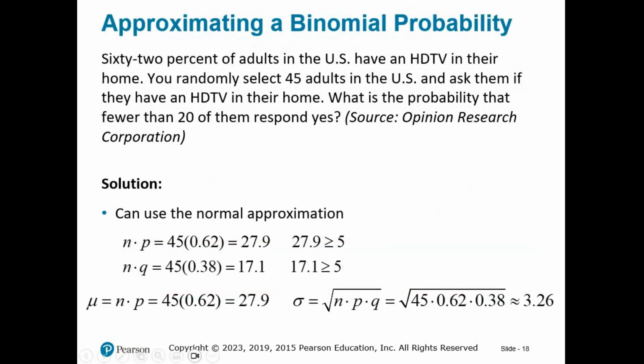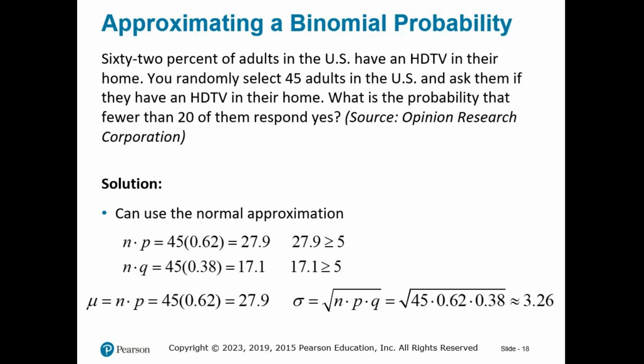62% of adults in the U.S. have an HGTV in their home. You randomly select 45 adults in the U.S. and ask if they have an HGTV in their home. What is the probability that fewer than 20 of them respond yes? So what do we do first?